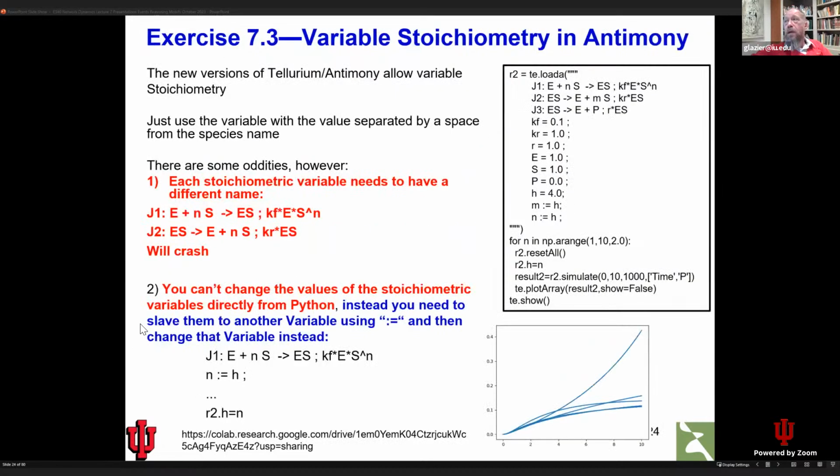Okay. So the last thing that I wanted to do, and I did create a Colab notebook for this. Remember, there was this question that came up when we were doing Hill functions about variable stoichiometry, changing the number of molecules that are reacting in model definition. And I had mentioned that we'd asked Herbert and his team to add variable stoichiometry to Antimony. And they did do so.